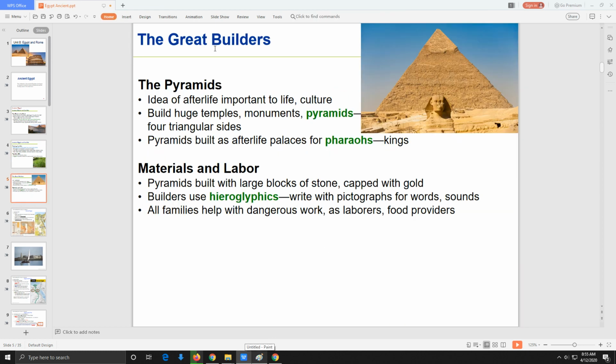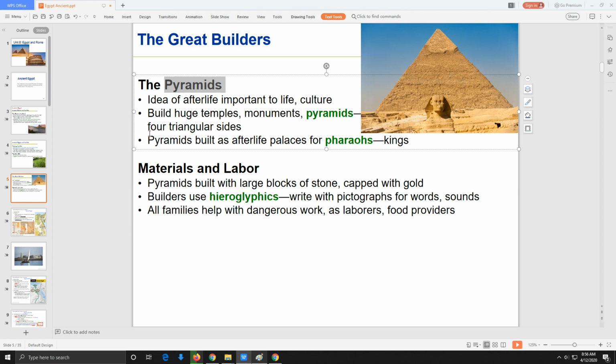All right. Next thing, make a new bullet and write down the word pyramids. Pyramids were constructed by pharaohs, and they were constructed to be a palace for the afterlife of the pharaoh. So the point of constructing the pyramid was that it would be a place for the pharaoh to rule from in the afterlife. That's what they built the pyramids for.